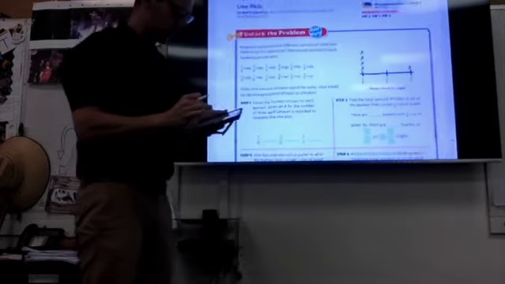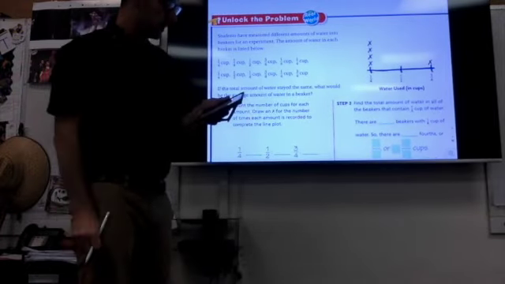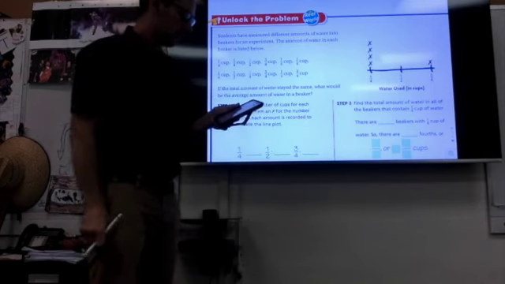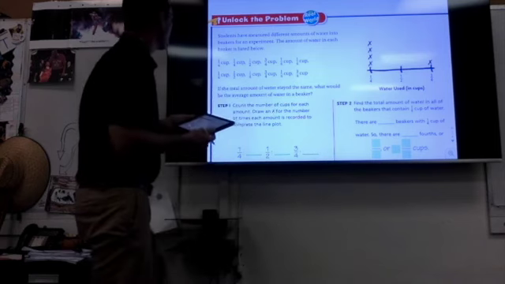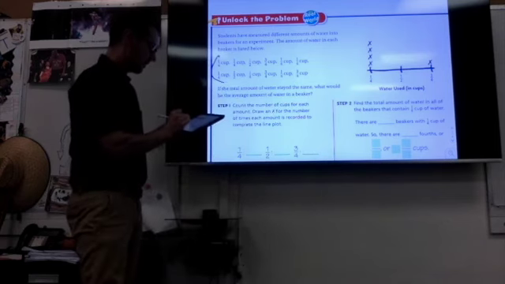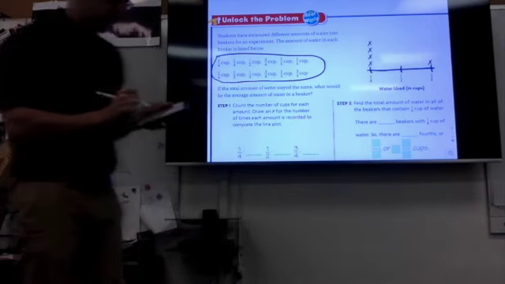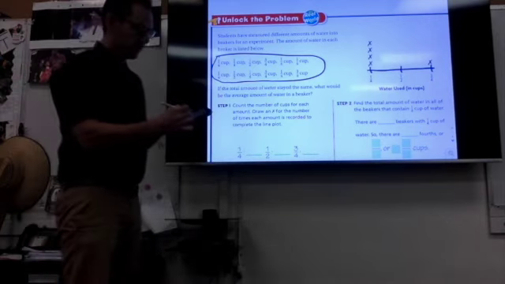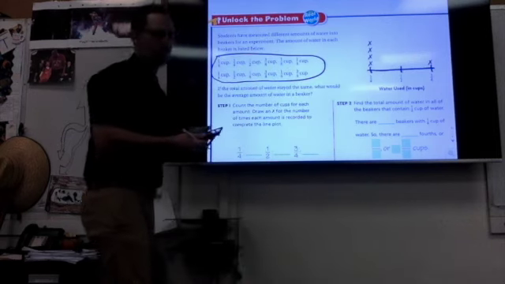So let's look at this problem real quick. It says students have measured different amounts of water into beakers for an experiment. The amount of water in each beaker is listed below. You can see here these are all the measurements that they collected, and they've already started marking in how many of them. So let's just check their work and finish it up.